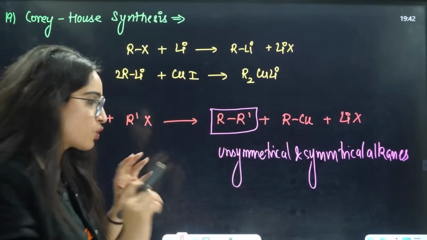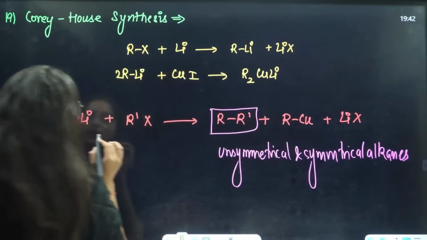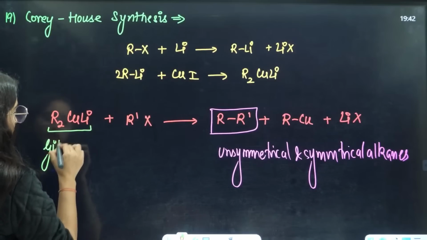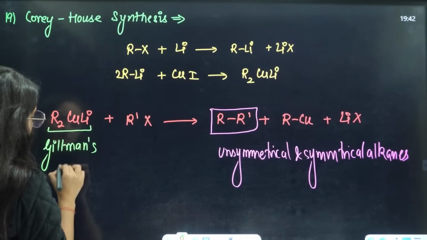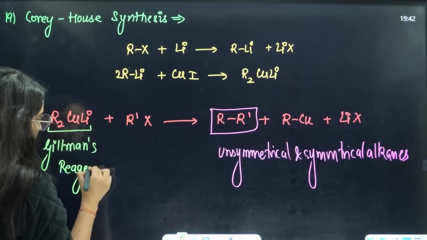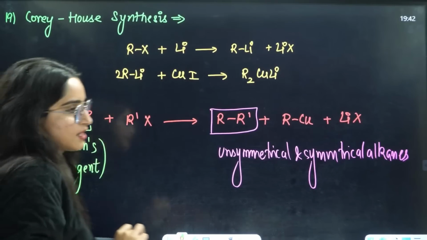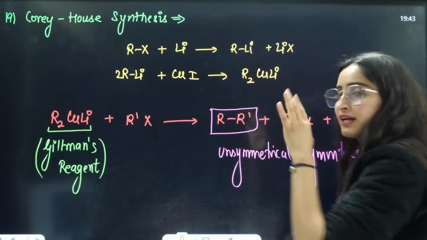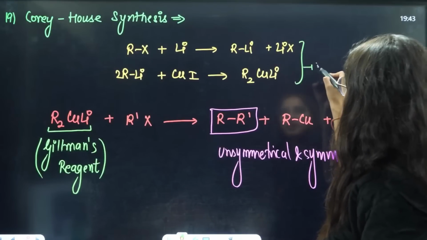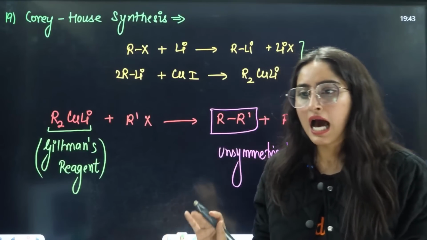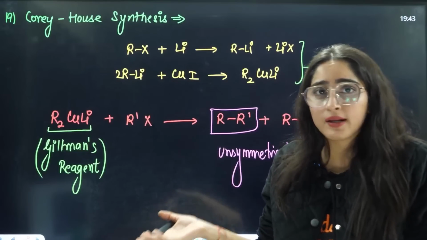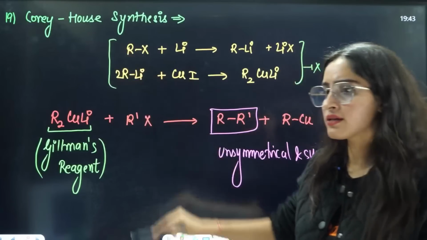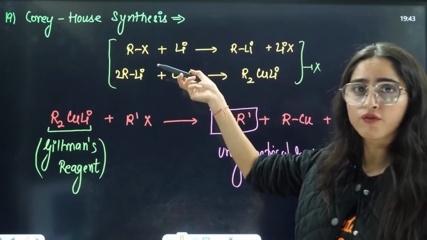So here they can ask you one thing, what is the reagent that you have used? This is R2CuLi, this is called Gilman's reagent. These are organometallic compounds, okay? Gilman's reagent, this they can ask you. Now, ma'am, do I need to remember the formation of Gilman's reagent? This I have just written here, but you don't need to remember this. If a student wants to remember, they can, but there is zero chance that they will ask you this thing, the formation of Gilman's.